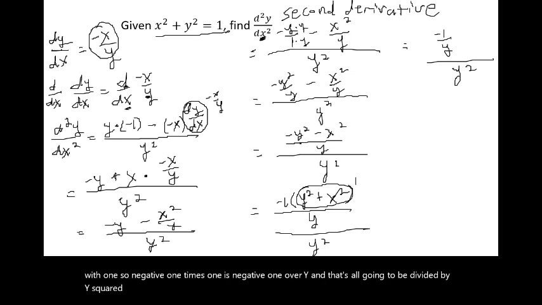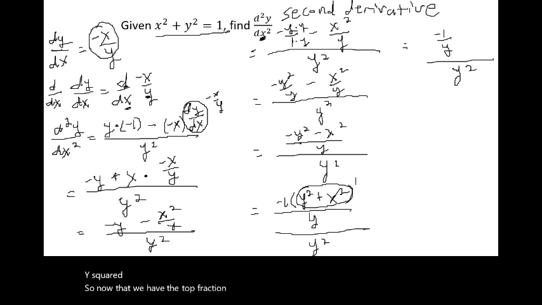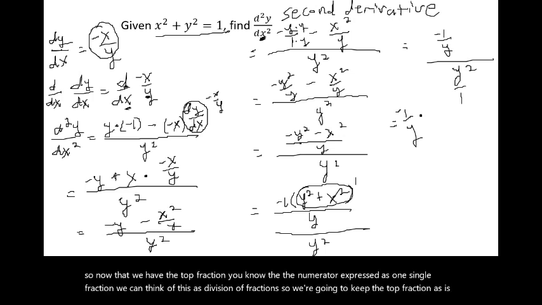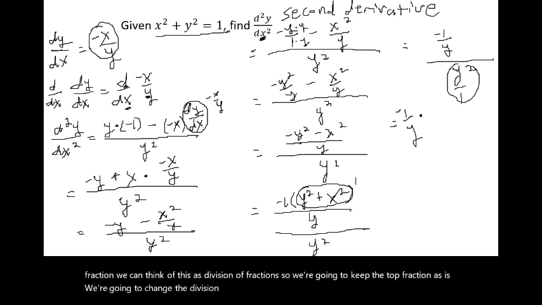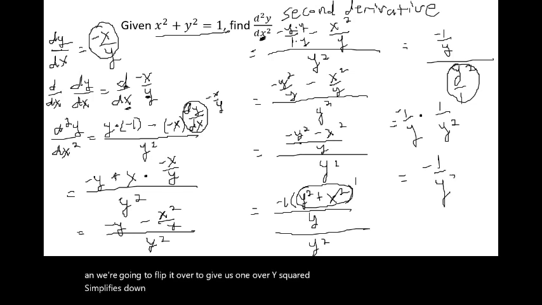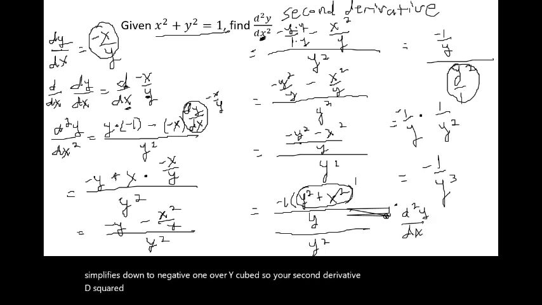So now that we have the top fraction, the numerator, expressed as one single fraction, we can think of this as division of fractions. So we're going to keep the top fraction as is. We're going to change the division to multiplication, and we're going to take this bottom fraction and flip it over to give us 1 over y squared. Simplifies down to negative 1 over y cubed. So your second derivative, d squared y over dx squared, actually simplified down to negative 1 over y cubed.